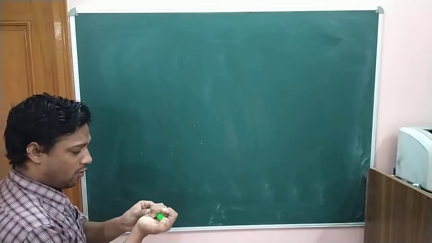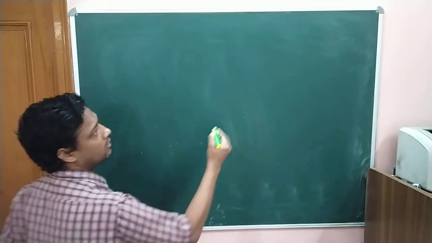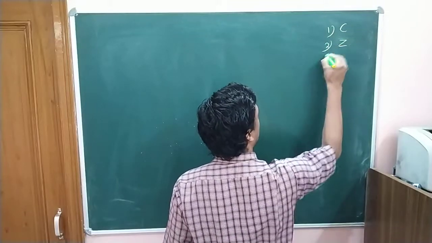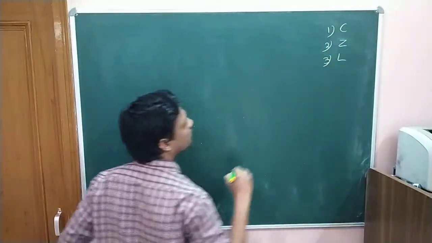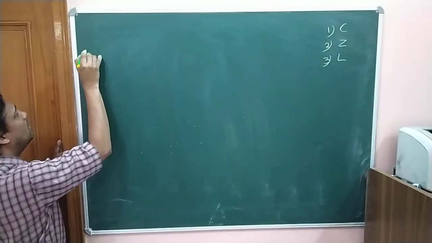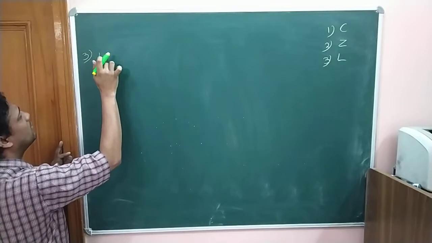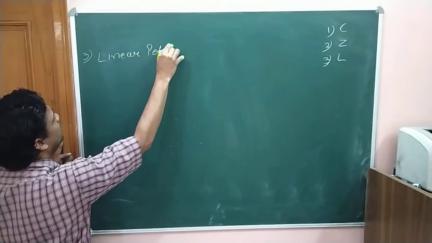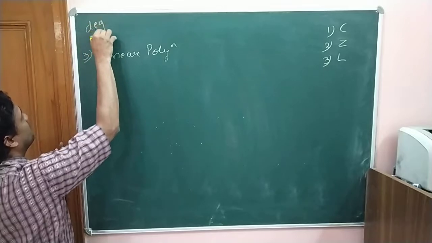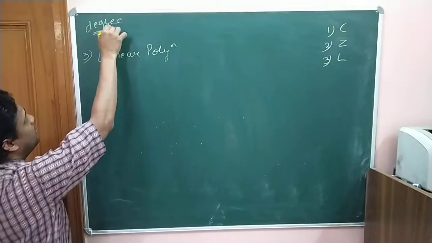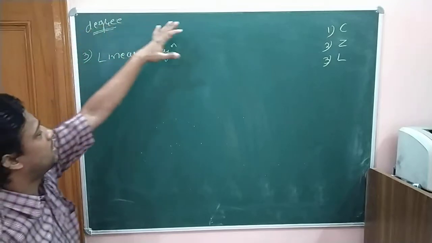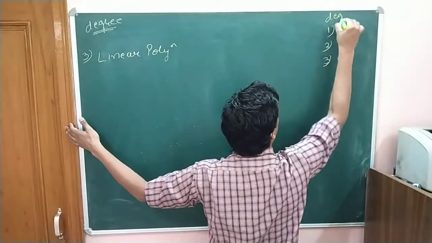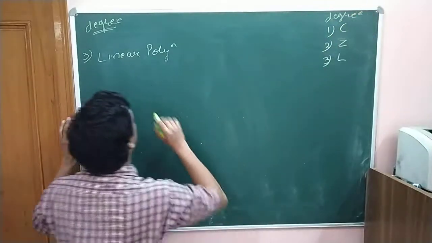First we talked about the constant polynomial, second the zero polynomial. Now we are talking about the linear polynomial. We have categorized polynomials into two parts, degree and terms. We are still doing the degree part. Linear polynomial.